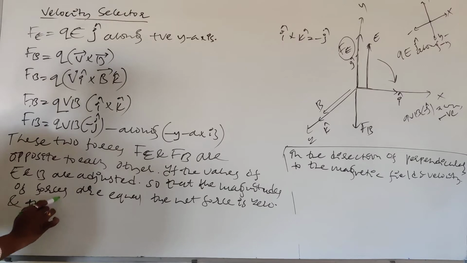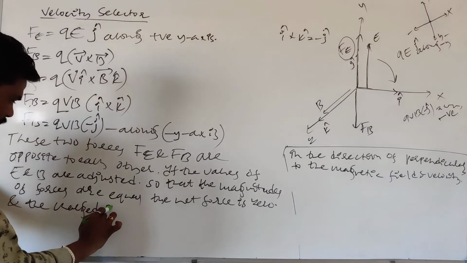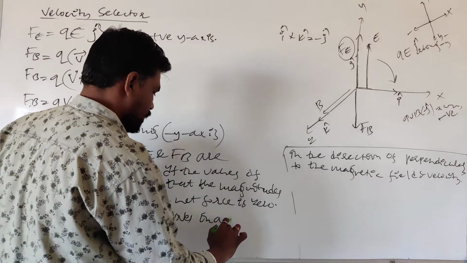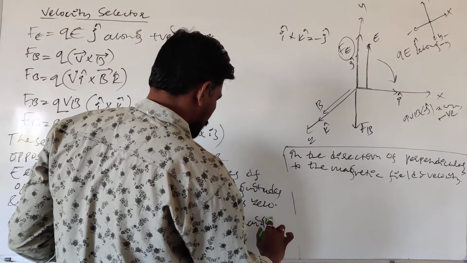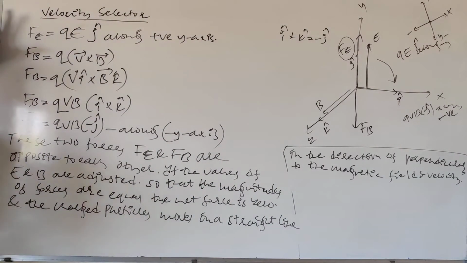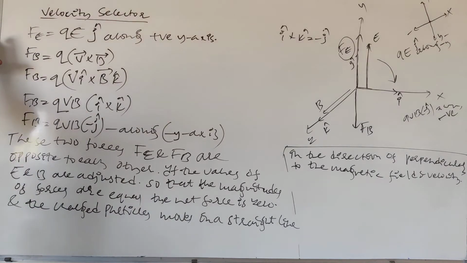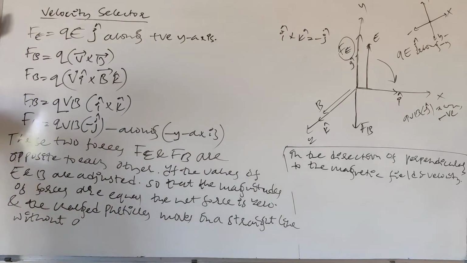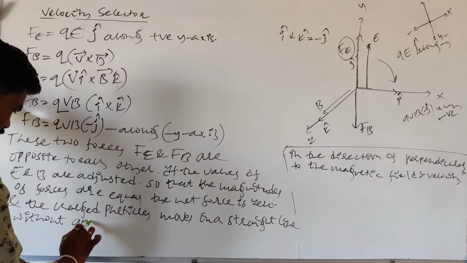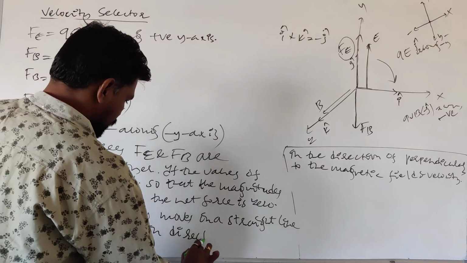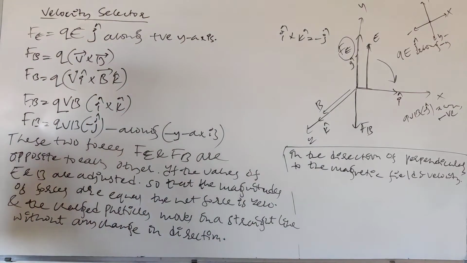And the charged particle moves in a straight line. So what happens then? When the forces are 0, what does the charged particle do? It moves in a straight line without any change in direction. Right. So then what does the equation become?